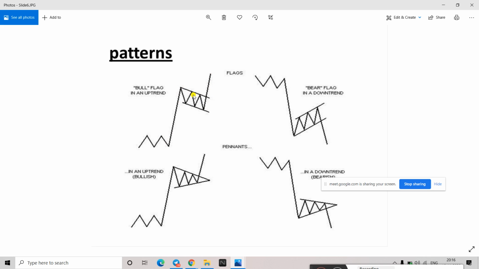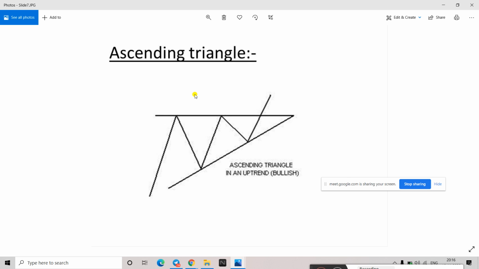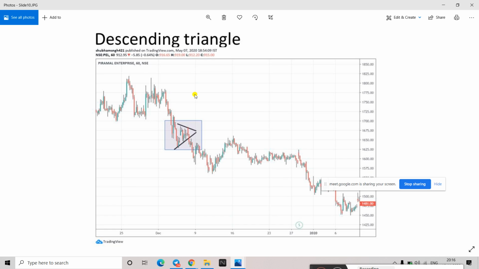Understood this? So this picture you have understood, right? Yeah, flags I know a little bit. Anyway, it's okay. Flags I know. Okay, so we'll go to the next. I'll just show you a few examples to give you better understanding of this.